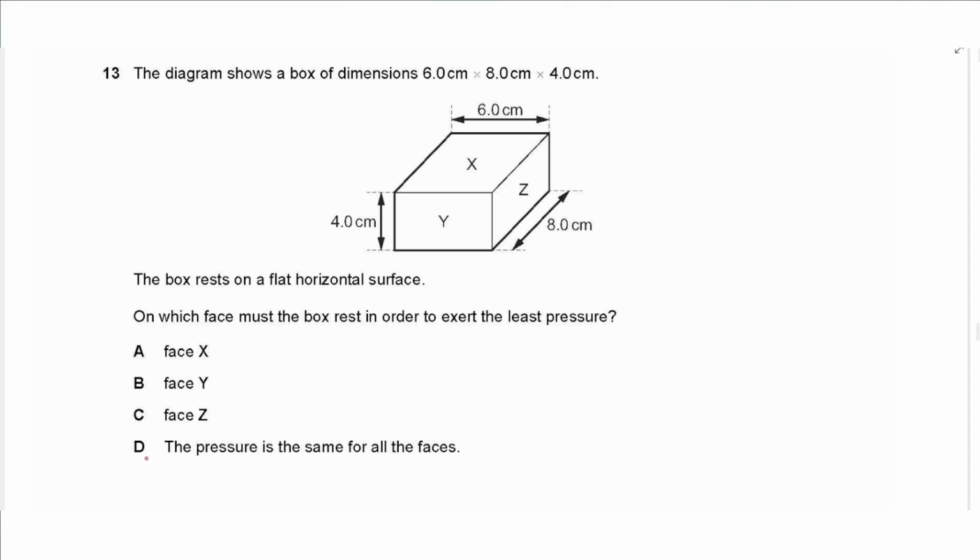Question 13 says the diagram shows a box of dimensions 6 by 8 by 4 centimeters. The box rests on a flat horizontal surface. On which face must the box rest in order to exert the least pressure? So we need the greatest area. So the greatest area is face X here, so we choose face X, so the answer is A.